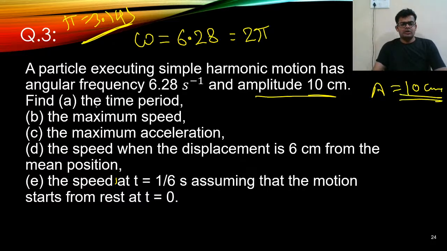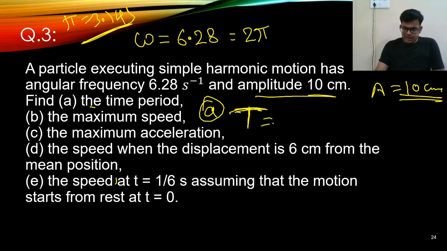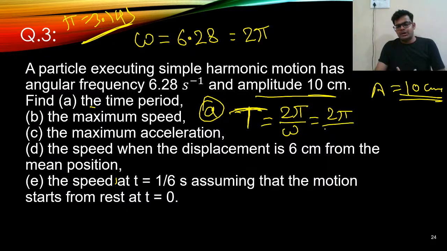Okay. Now the following questions are there. What is the time period? So at first I am finding time period. Question number A I am solving. Time period T is 2 pi by omega, 2 pi divided by 2 pi. So I am getting 1 second. So time period of this SHM is 1 second. Question number A we have solved.